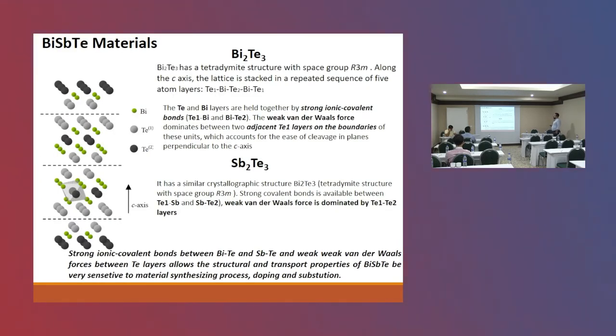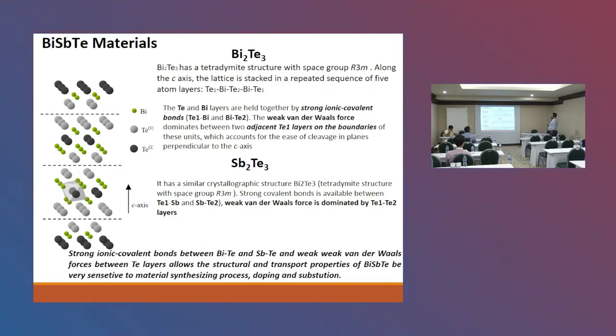So let's talk about the bismuth antimony telluride materials, which are actually the most studied thermoelectric materials, and also the topic of my presentation. Bismuth telluride is a layered structure thermoelectric material. It has a tetradymite structure with the R-3m space group. This is the crystal structure, and it consists of layers of tellurium and bismuth tellurium, and between tellurium and bismuth there is a strong covalent ionic bonding, and between these two layers there are weak van der Waals bonds.